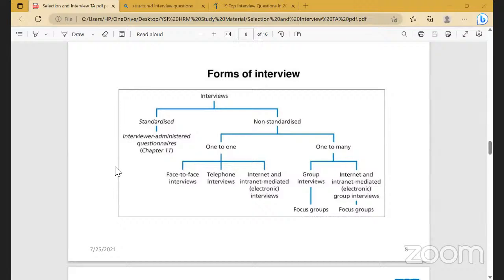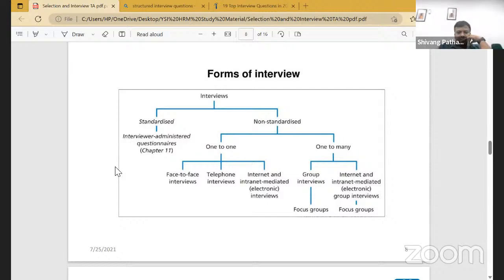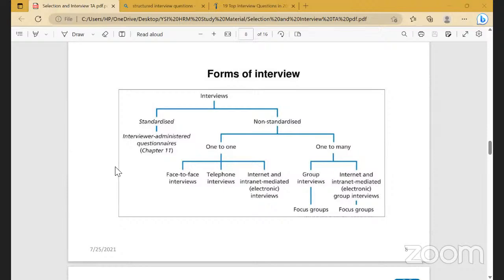You can see the screen, this particular one, right? Forms of interview. Usually there are two different kinds of interviews. We call them standardized and non-standardized. Standardized is basically 100% interviewer-administered questions, where interviewers decide everything in advance, what kind of questions they have to ask.